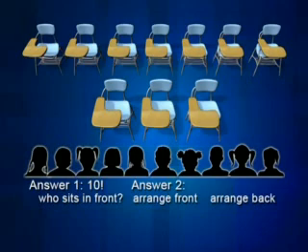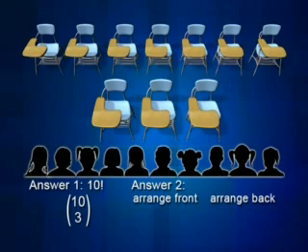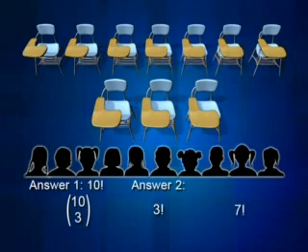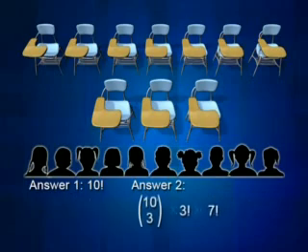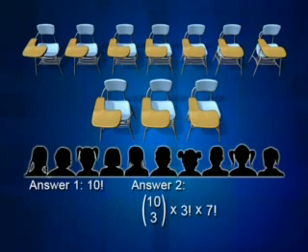So how many ways can I choose which 3 people get to sit in front? 10 choose 3. Once I've chosen that those 3 students are going to sit in the front, they can be arranged how many ways? 3 factorial ways. And what about the people in the back? How many ways can those 7 people be arranged? 7 factorial ways. So by the rule of product, we have 10 choose 3 times 3 factorial times 7 factorial ways for all the students to be seated.